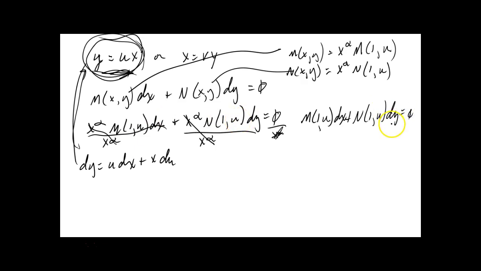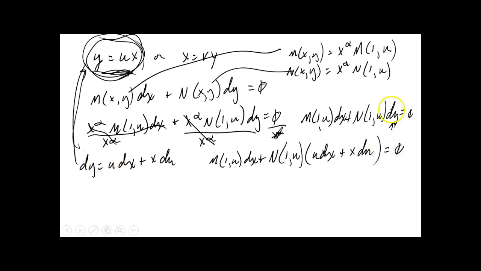Now, instead of the dy, plug in this, okay? And that would be m of 1, u dx plus n of 1, u, instead of dy, we put u dx plus x du, okay? And that's equal to 0. Just substituted that dy for that one, okay? Now let's get our dx's together.